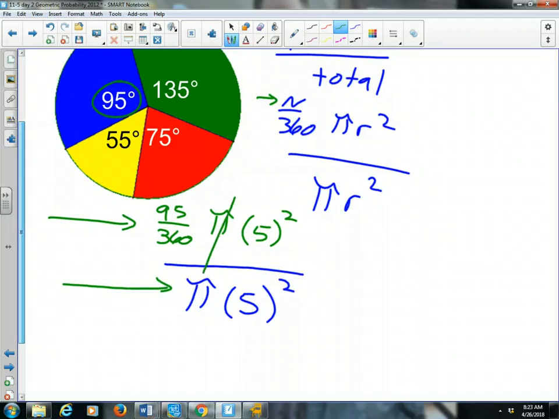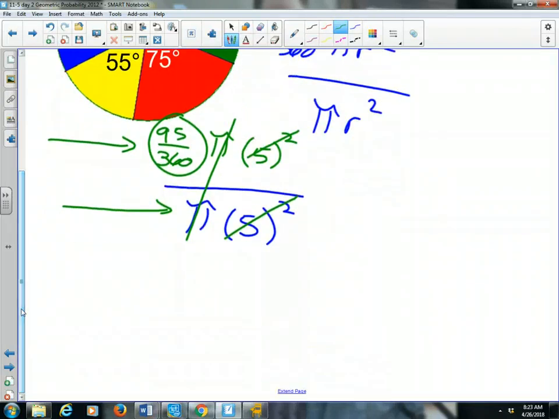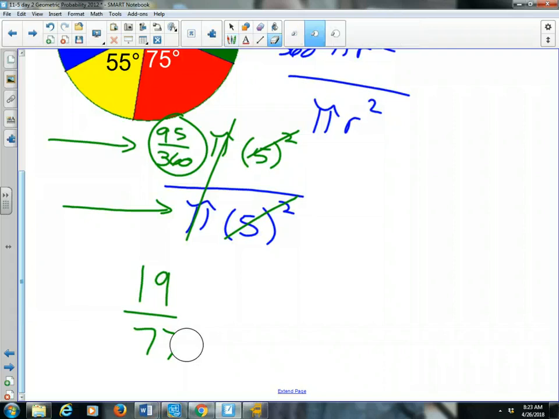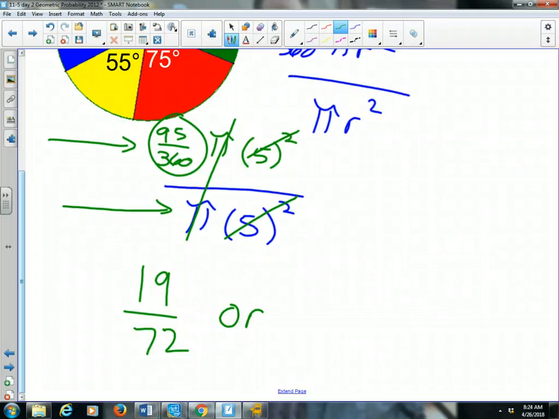Notice how pi divided by pi cancels, 25 divided by 25 cancels. So really, what is the probability that it lands in the blue region? It's 95 over 360. We reduce this fraction, and when you reduce 95 over 360, we get 19 divided by 72, I believe. 19 divided by 72. And this is what I would accept on a test. This is the exact answer. You could also round or have a decimal, maybe round to 3 decimal places here.